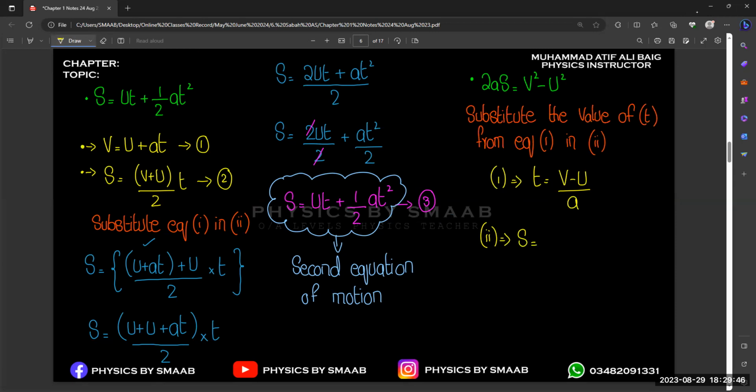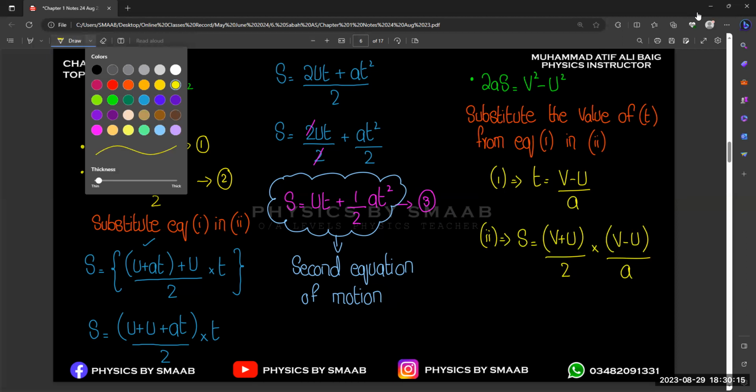s equals to v plus u divided by 2. Now the value of t is v minus u over a. And from mathematical formula, if you remember that formula, that a plus b and a minus b will be equals to a square minus b square. I will give the reference of that formula if you don't know about that.